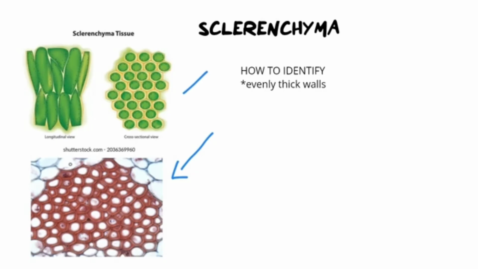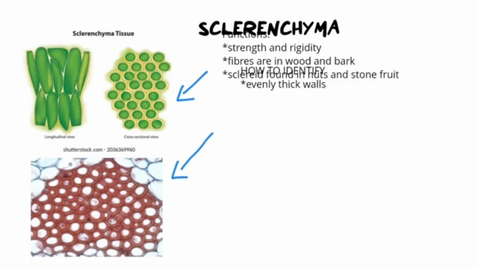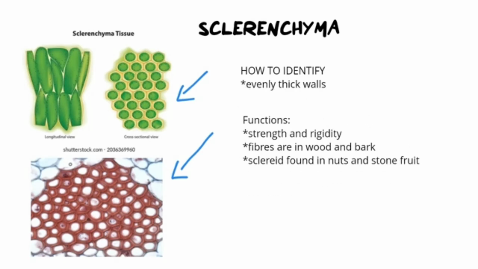It's even more clearly seen in the diagram here, where the thickened walls make more of a geometric and consistent or uniform pattern. Now, sclerenchyma's functions are divided into two, depending on where you find them. The main function of sclerenchyma is to provide rigidity and strength, which means that you want to keep things upright and stable. We find this in a lot of our roots and our stems and our branches, and this is where we find wood. And sclerenchyma is actually divided into two.